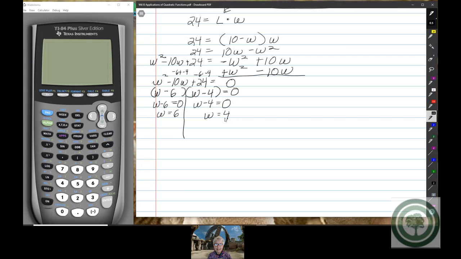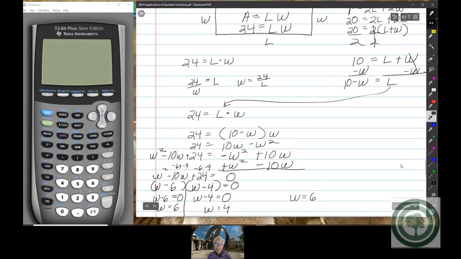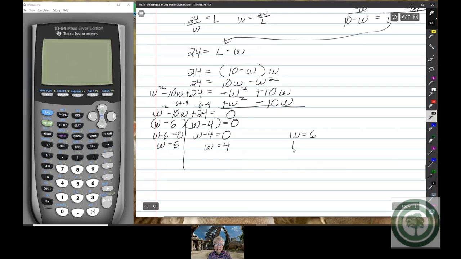So now I have a situation similar to one of the previous ones, where I have two different situations. If W equals 6, then L equals 10 minus 6, which is 4. And if W equals 4, then the length is 10 minus 4. So the length is 6.